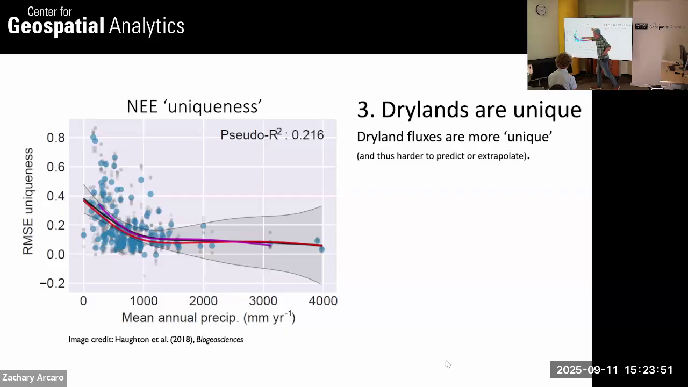Basically, where we see the highest uniqueness is in the drier systems and relatively low uniqueness in more humid systems, which means it's harder to predict or extrapolate models fit in one place to other places. In other words, to paraphrase Tolstoy, all humid sites are alike. All dryland sites are unhappy in their own way.